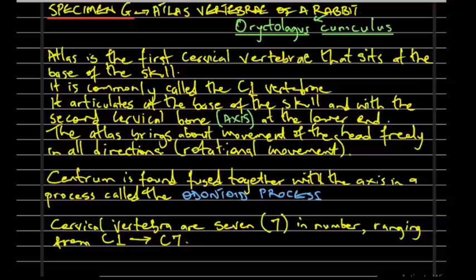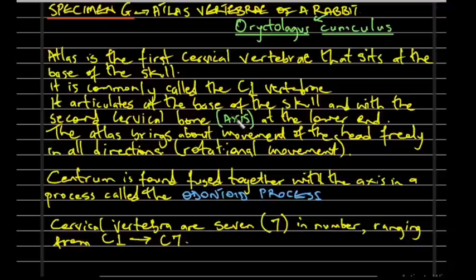atlas. Now this particular bone sits at the base of the skull. It is the bone that actually carries the skull, and it is commonly called the C1 vertebrae. That is the common name for this particular bone. Now it articulates at the base of the skull and with the second cervical bone, which is called the axis.